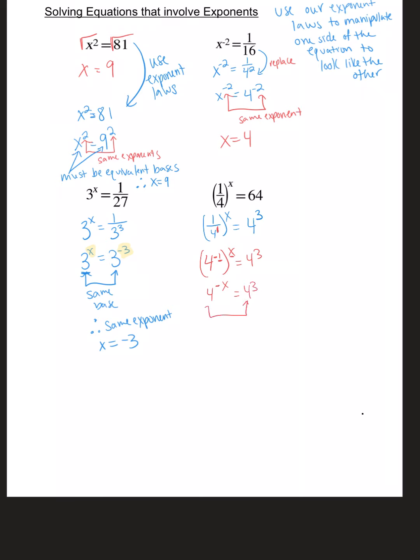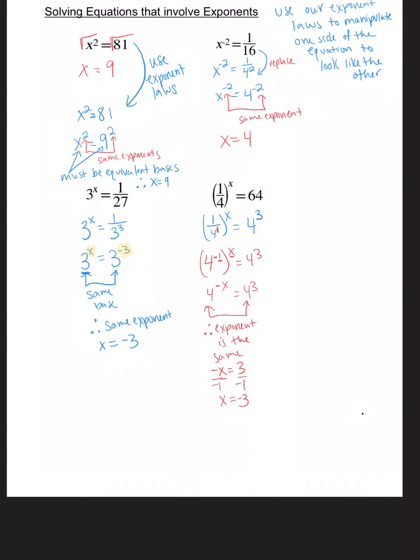Okay, so I have my same base, so again, I can assume that my exponent is the same. Therefore, the exponent is the same, which in this case then, a negative x, which is my exponent, is equal to 3, but I need to solve for just x. So we're going to go ahead and divide by -1 to get rid of that negative sign, and we're going to get that x is equal to -3.